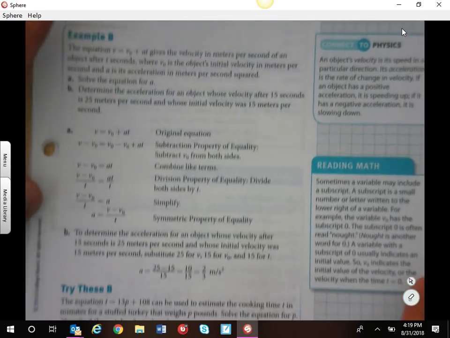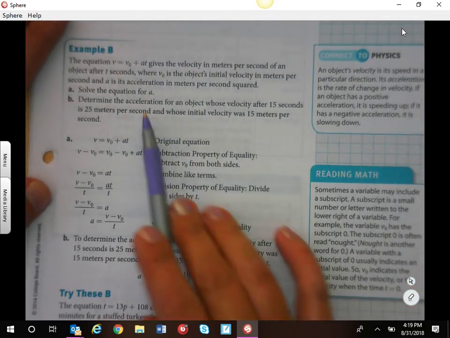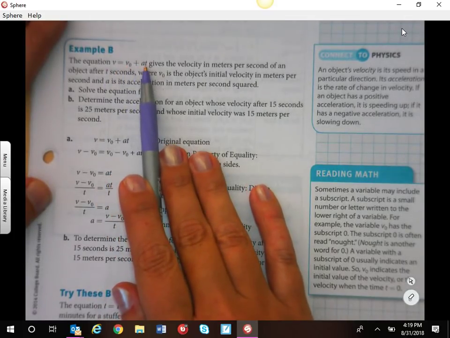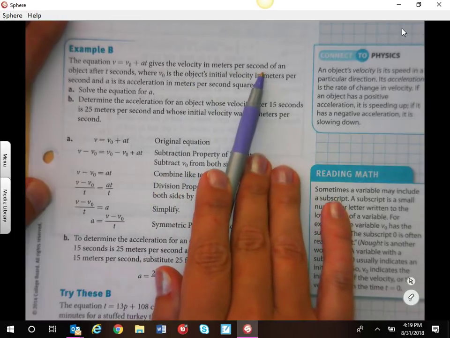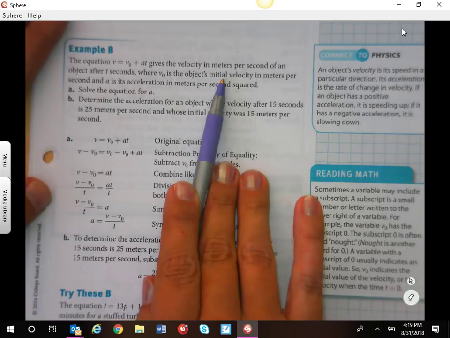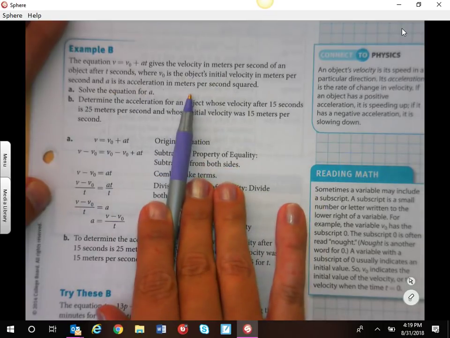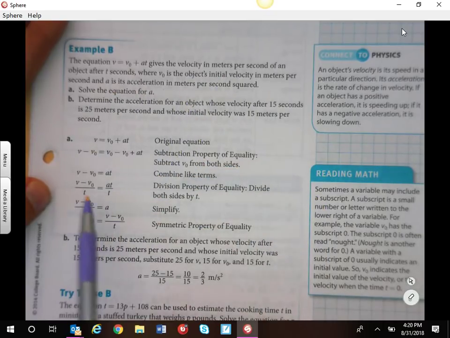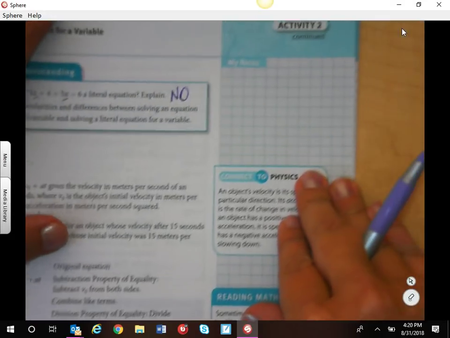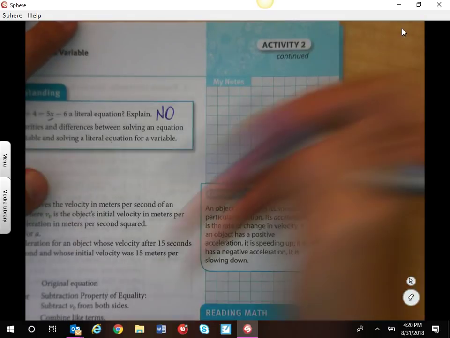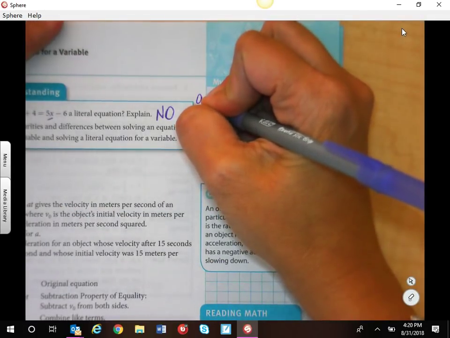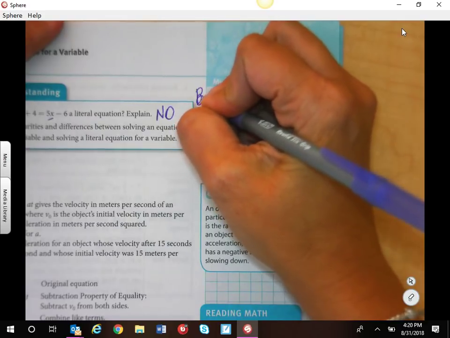Down here, we've got a science equation. V equals V sub 0 plus AT gives you your velocity after t seconds. V sub 0 is the initial velocity in meters per second, and A is the acceleration. Again, this is a little bit confusing, so I'm going to come over here on the margin. I'm going to rewrite this so you can visually see what's happening without all of this stuff in the way. So this is example B.